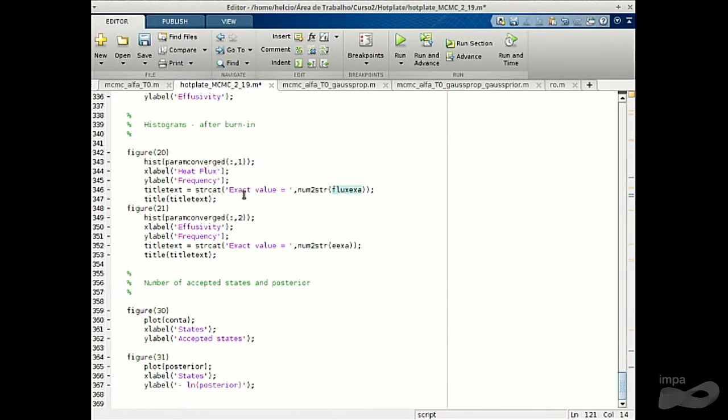And this is like the histograms and all that for the Markov chains. So in this case, I'm calibrating the sensor. So I have a very informative prior for the effusivity, and a prior with a large variance for the heat flux.